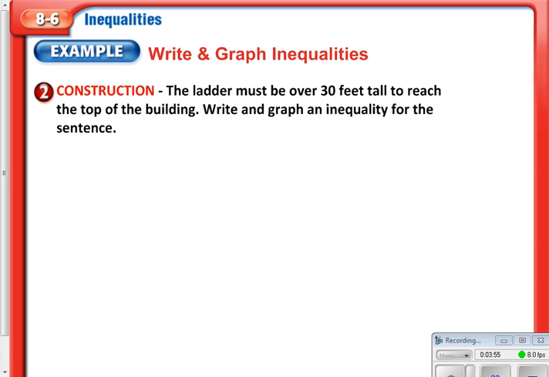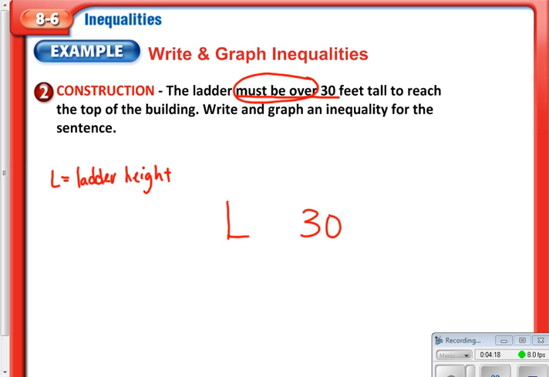Next example, construction. The ladder must be over 30 feet tall to reach the top of the building. Must be over 30 feet tall. So I'm going to say L is the ladder height. L has to be something in comparison to 30. And it said it must be over. Over would be greater. So your L, your ladder height, has to be greater than 30 feet tall.